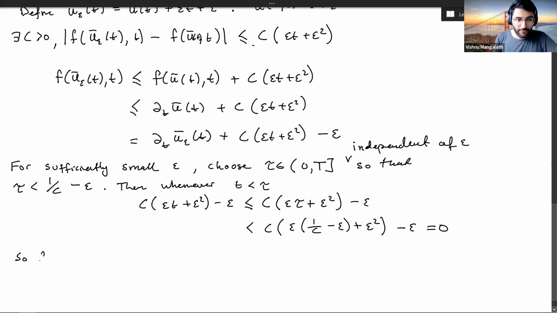So for t in (0, tau), we have f of u bar epsilon t comma t is strictly less than partial t u bar epsilon t. And then you can apply the previous case to the interval 0 to tau.